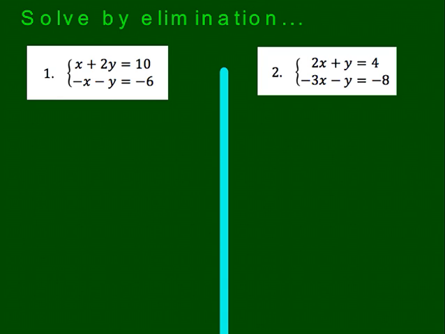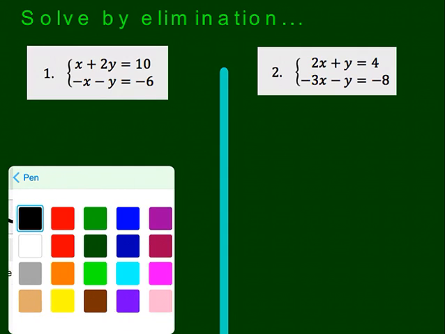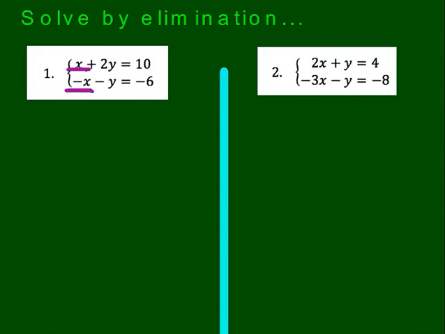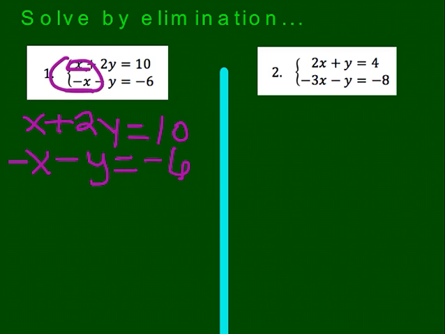Let's take a look at our first example. When I'm looking for elimination, what I always look for is the same number, or same coefficient, out front with an opposite sign. Here I notice the x has a positive 1 and a negative 1. Remember, if there's no number out front, then that number is 1. So now I really have x plus 2y is equal to 10, and then negative x minus y is equal to negative 6. I just rewrote that equation, and I notice that those two are the same.